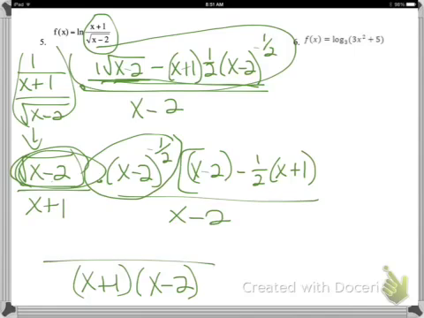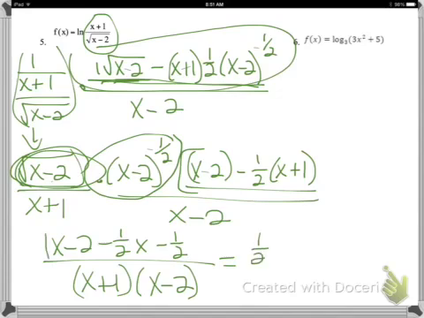My numerator would be, just simplify this, guys. So it would be x minus 2 minus 1/2 x minus 1/2. So what do you have there? You have 1/2 x, and then negative 2 minus 1/2 would be what? That's negative 2 1/2. So negative 5/2 over the denominator.